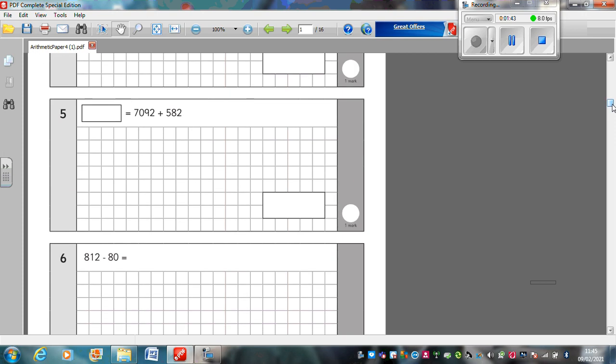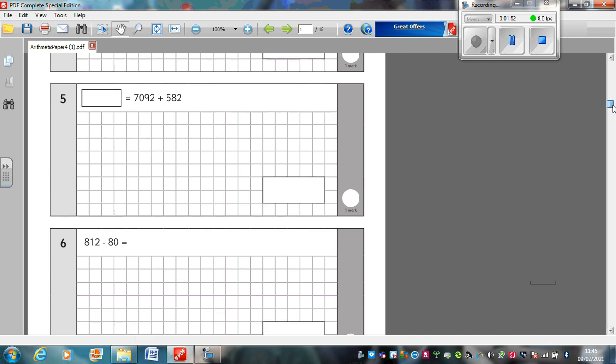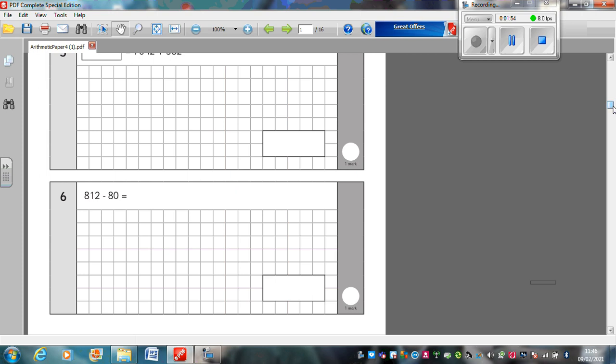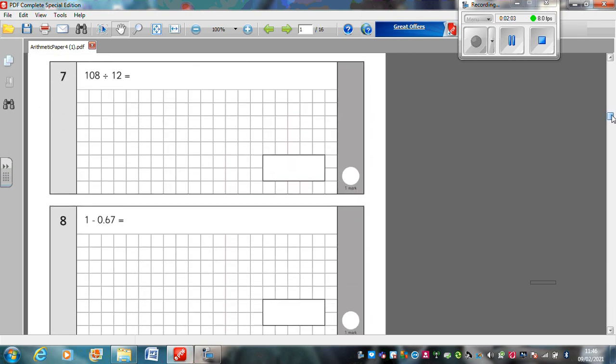Question 5. Something equals 7,092 plus 582. Question 6. 812 take away 80. Just make sure you line up your columns correctly. Question 7. 108 divided by 12. You can use a bus stop, or you can just remind yourself of your 12 times table.